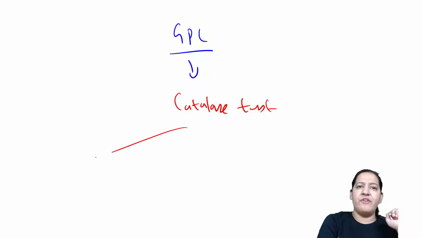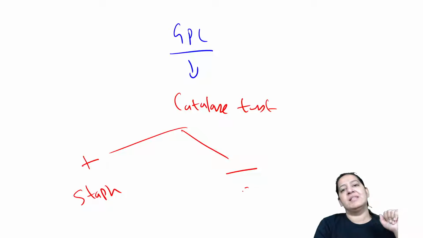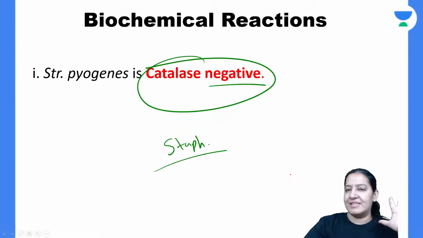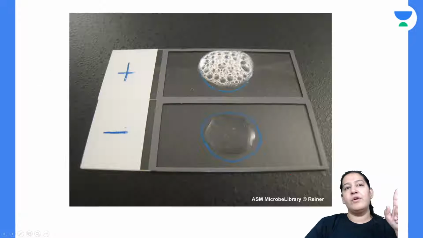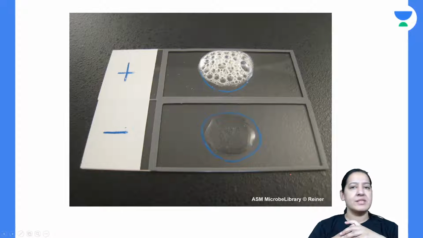If they are positive for the catalase test, they are Staphylococcus. And if they are negative for the catalase test, they are Streptococcus. So basically Streptococcus are negative for the catalase test. So these are catalase negative. You have to learn that. How to perform the catalase test? Yesterday also, in Staphylococcus, I told you.